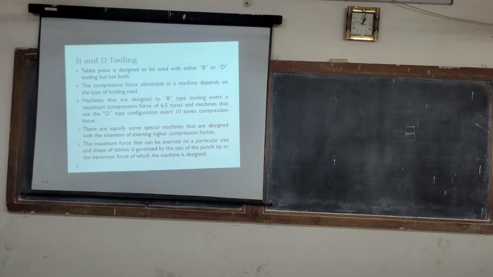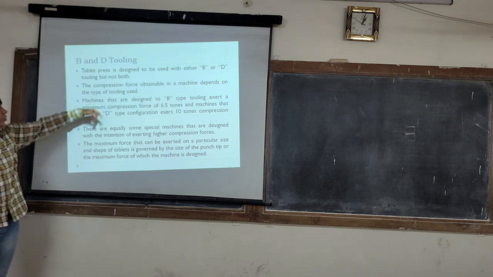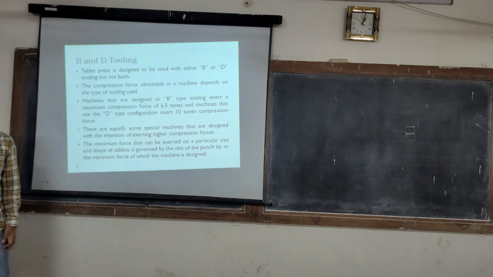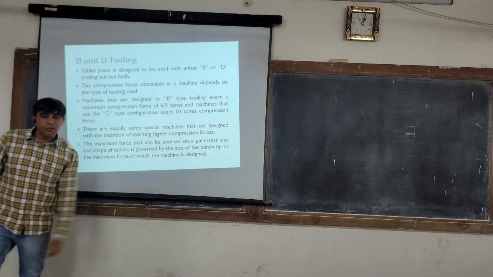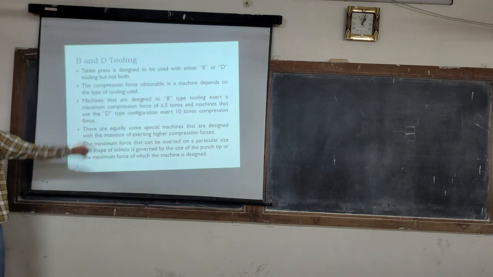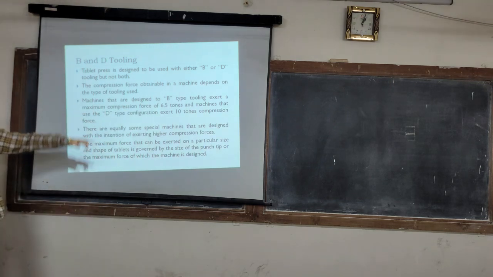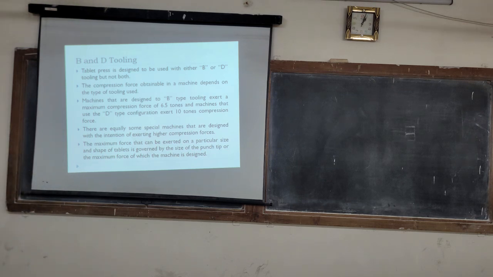The machines that are designed for B type of tooling exert a maximum compression force of 6.5 tons. In the machines which use D type, they exert a maximum pressure of 10 tons. There are some special machines that are designed with the intention of exerting higher compression forces. If your material is not properly compressible, we can increase the compression pressure as well.